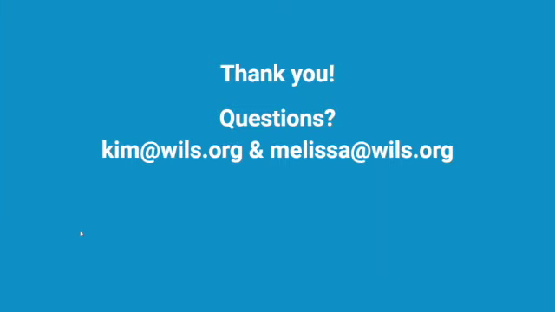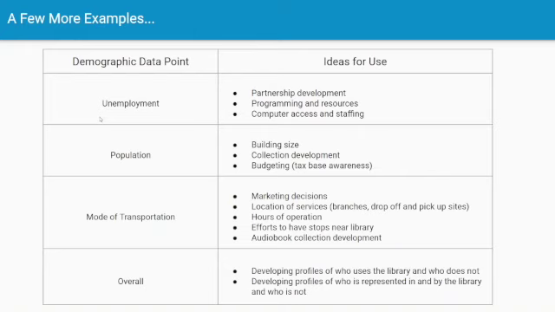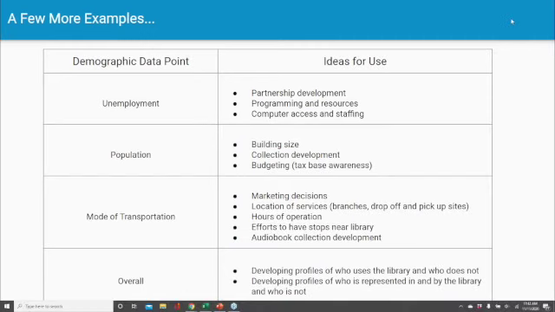Transportation is also an interesting one that is worth looking at. You can find out if you have a lot of bus riders, and that can help you make some decisions about marketing or hours of operation, even. So maybe they align with transportation hours. And you can find out if people are commuters. If they are in the car for a long time, that might mean that you should think about investing in a robust audiobook collection.